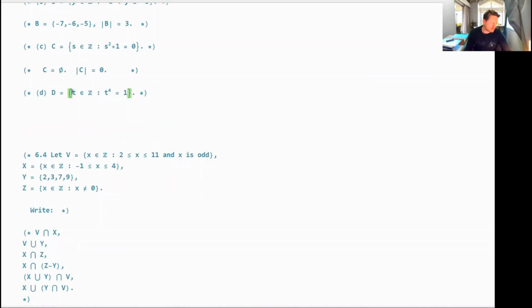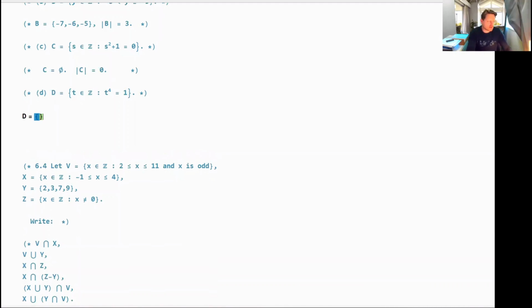All right, so here we have the set of all integers t such that t to the power of 4 is equal to 1. Right, now this equation on its own has 4 solutions. They are the powers of the square root of minus 1. So we have plus or minus 1, and we have plus or minus i. But plus or minus i are not integers, they're just complex numbers. And so the elements of this set, because t is an integer, is just plus or minus 1. So D equals the set containing minus 1 and 1. And the cardinality of D is 2 since there are 2 elements.